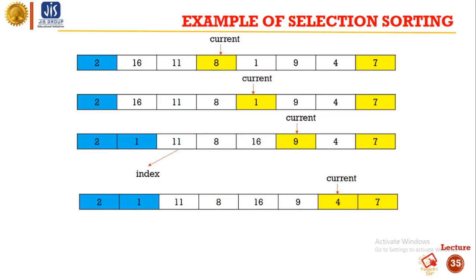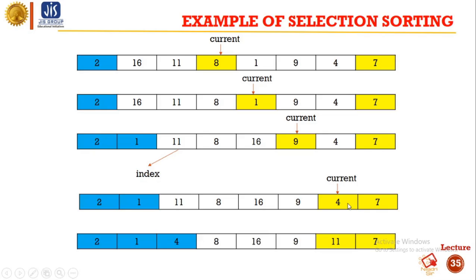Now the current position is at 4. 4 is less than the pivot element, so there is a swapping. 4 will move to the index position, that is 11. So 4 will come here and 11 will come here. 4 has come here, 11 is there, and now the current position is at 7 and the index is now at 8.